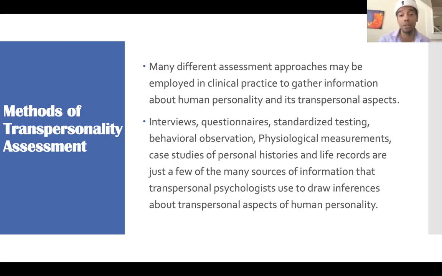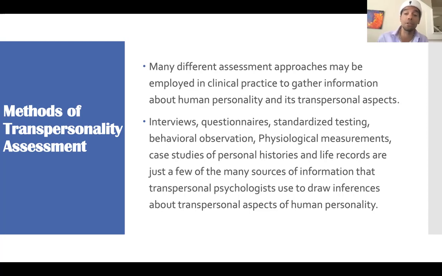So many different assessment approaches may be employed in a clinical practice to gather information about human personality and its transpersonal aspects. All right? And there is a blend of traditional assessment approaches with transpersonal approaches. This is not a this or that, one or the other type of situation. This is often, if not always, a blend of methods or approaches. So, in short, you will be using traditional methods of assessment often that you will learn in assessment class, and go more into depth in assessment class, with transpersonal assessment approaches and aspects that we will go over today and continue to talk about throughout this course.